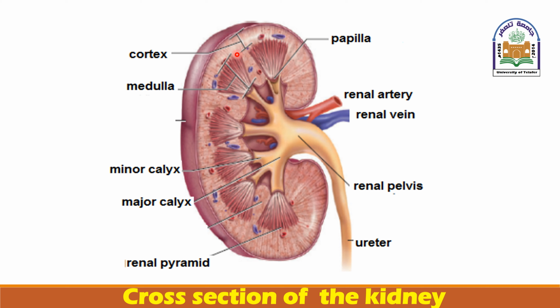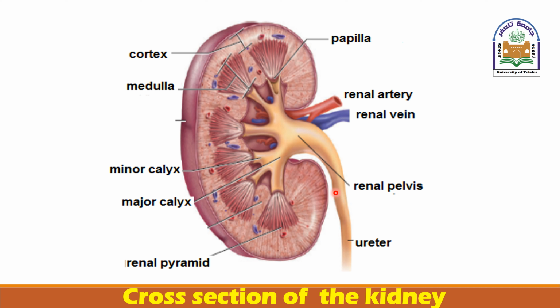These pyramids have their base directed toward the cortex and their apex toward the minor calyces. If you look here, the appearance of the pyramid is striated. This is due to presence of the large number of nephron tubules here. Again, look here, the minor calyces combine with each other to form the major calyces. The major calyces in turn combine to form the renal pelvis, which passes into the ureters, and these will carry the urine into the urinary bladder.